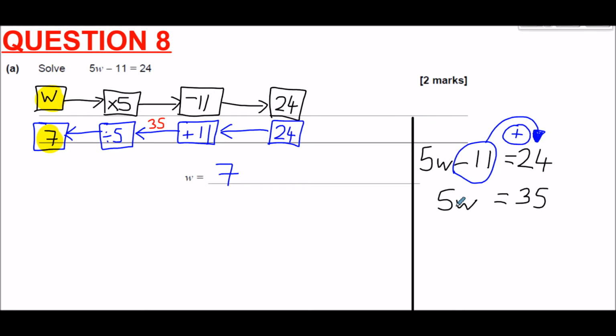What's the 5 doing to the w? It doesn't say, so it'll be multiplying the w. So if we swap the side, so we've got w on its own, we'll swap the sign too. Opposite of multiply is divide. So when the 5 moves over, it becomes a divide 5. So w will be 35 divided by 5, which is 7, like we said before.